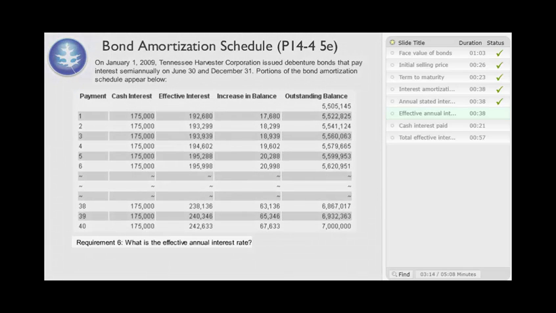Requirement 6 asks, what is the effective annual interest rate? To come up with that, we take the first interest amount, $192,680, and divide it by the outstanding balance, and that comes up with the periodic rate. Since interest is paid semi-annually, we multiply that amount times 2, and the result is a 7% effective annual interest rate.